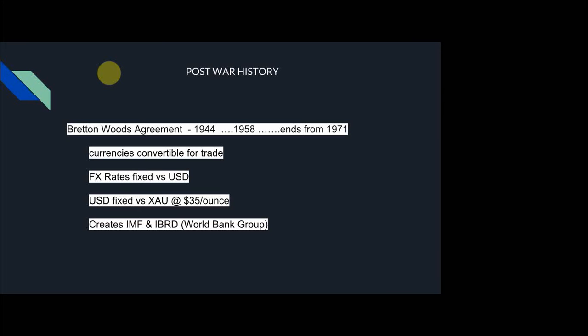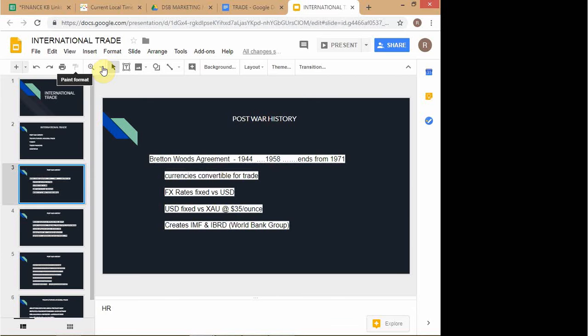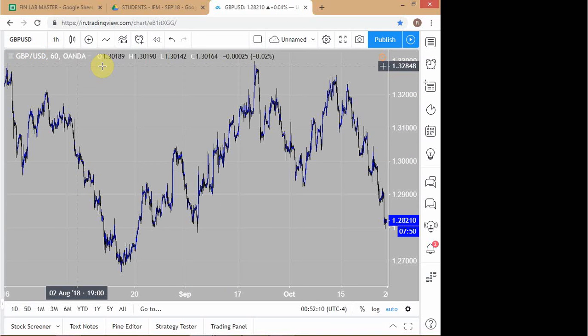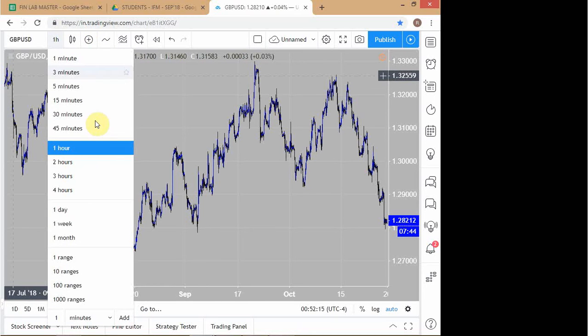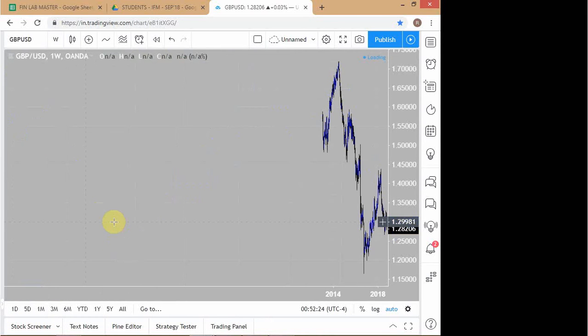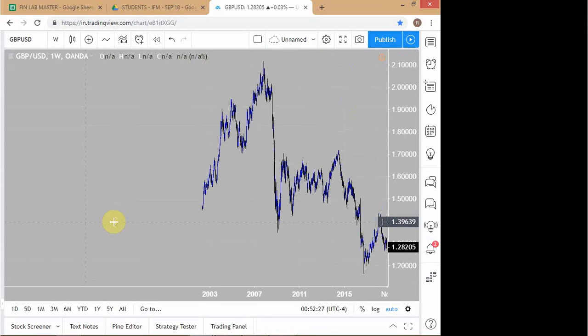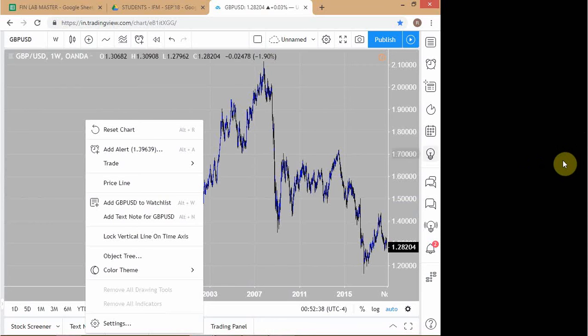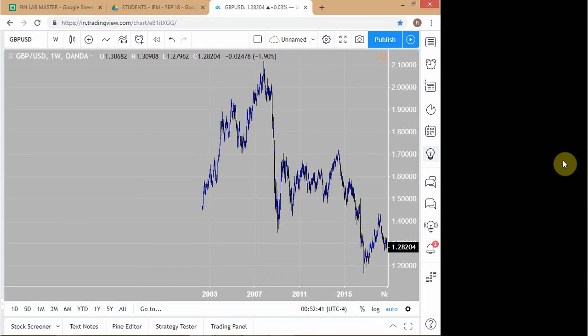Just to give you an idea of what that means, and how things move, this is a chart of the British pound against the US dollar. This is the modern-day period in currency markets. You can see how volatile the currency markets are. This is the value of the British pound in terms of US dollars. When you see 2.1 there, that means 2.1 US dollars per British pound.